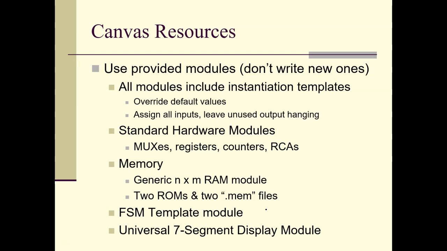There is a finite state machine template module out there. I want you to use that also. There's no instantiation template in there. You're expected to do a lot of modifications to it. And there is a universal 7-segment display module that you should use. The idea here is I don't really know how it works until I read the directions in the header, and it tells me everything I need to know about it. So by all means, look at the header of that thing.